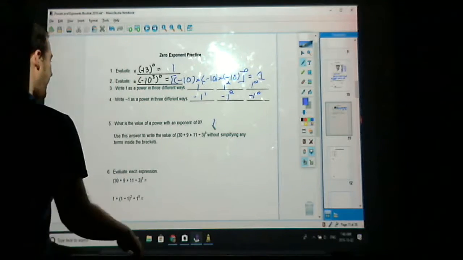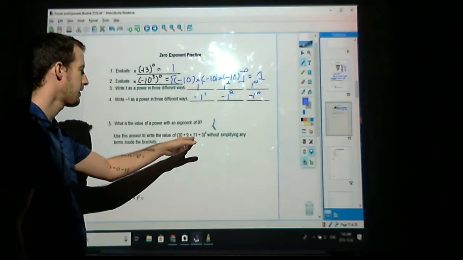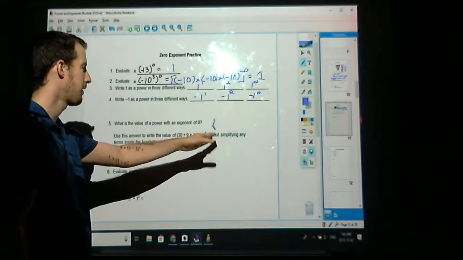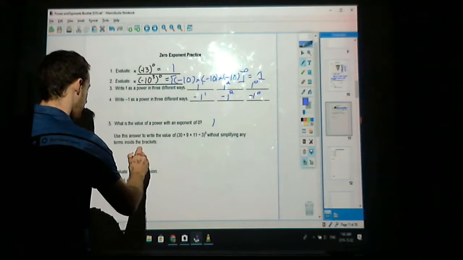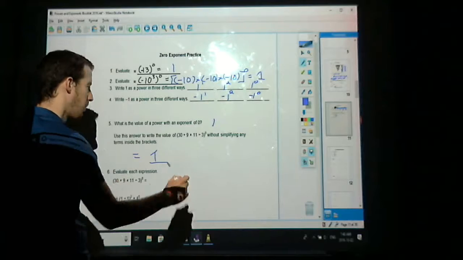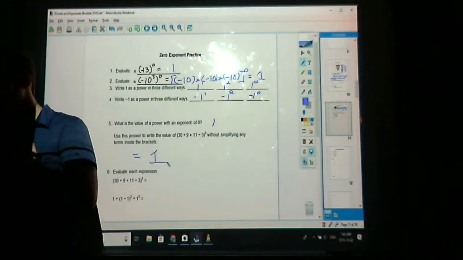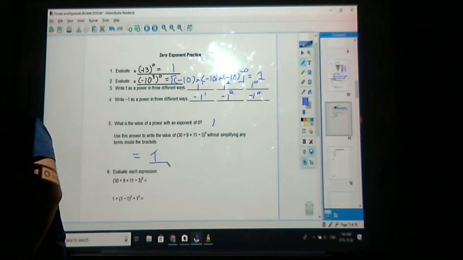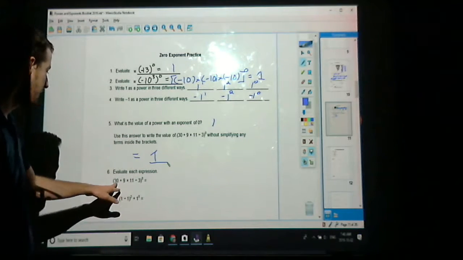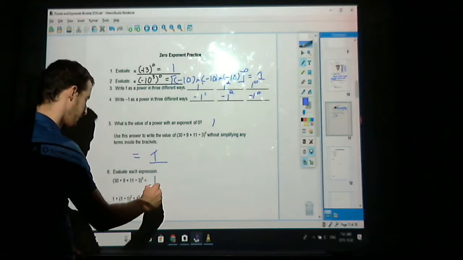Are you getting bored yet? Hopefully not. All right, so use this answer to write the value of 30 plus 9 times 11 divided by 3, to the power of 0, without simplifying any of the terms inside the bracket. Well, all of that is equal to 1, because it's all to the power of 0. This is a doozy. I'm struggling here. All right, what about these last 2 ones? Well, all of this, same thing, 1.